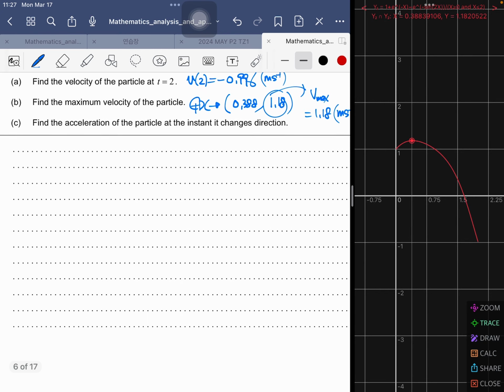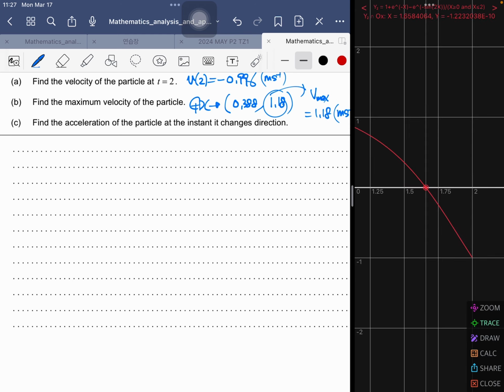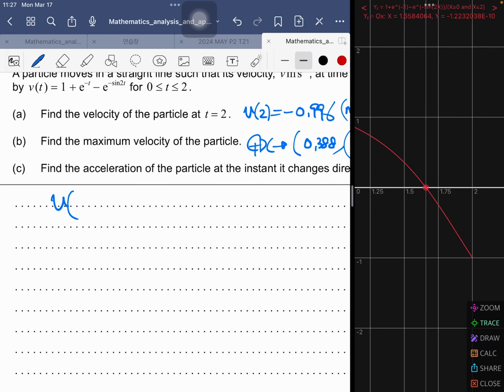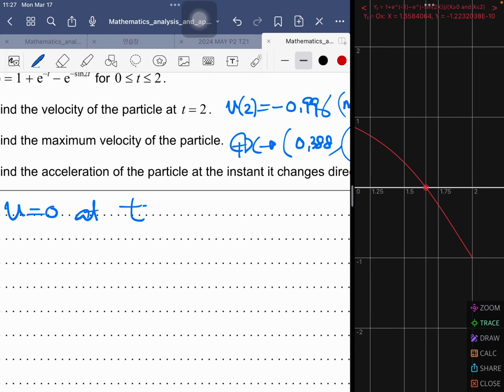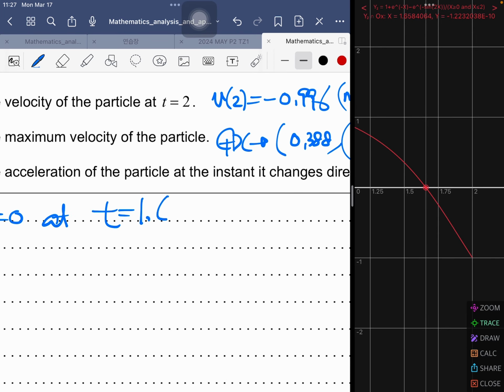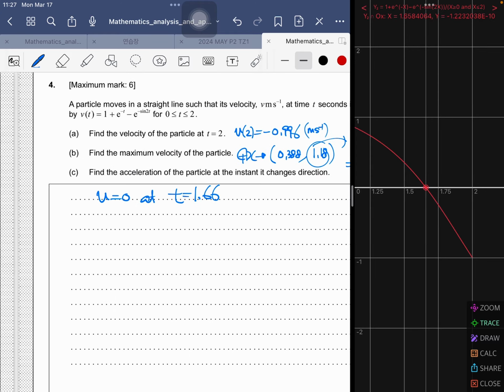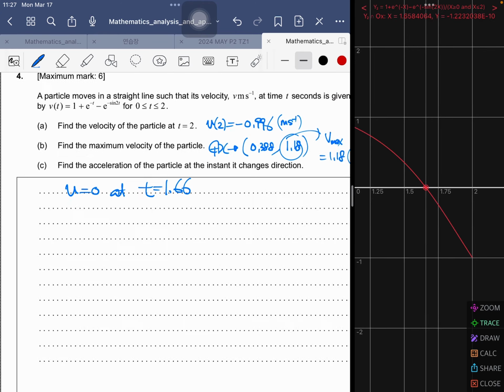Question C: find the acceleration of the particle at the instant it changes direction. When it changes direction, it means that v equals 0. So we need to find the acceleration of the particle when v equals 0. v becomes 0 at time t equals 1.66, right? We need to find the acceleration at 1.66.